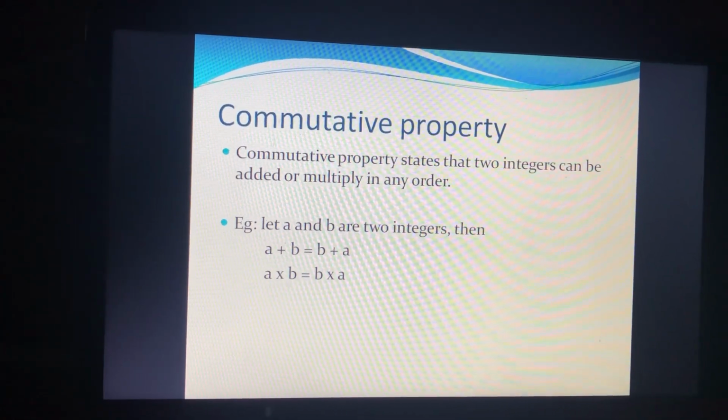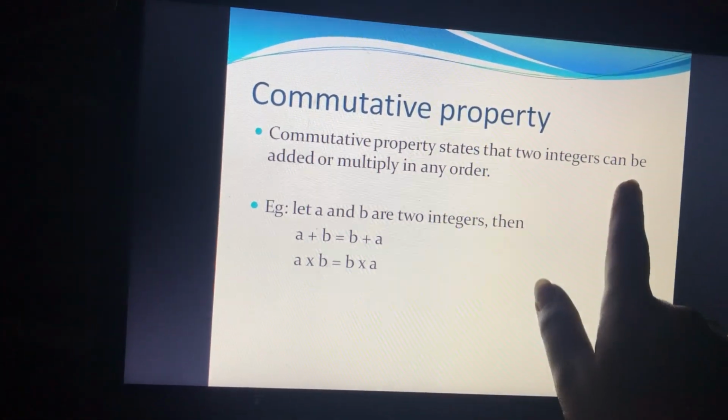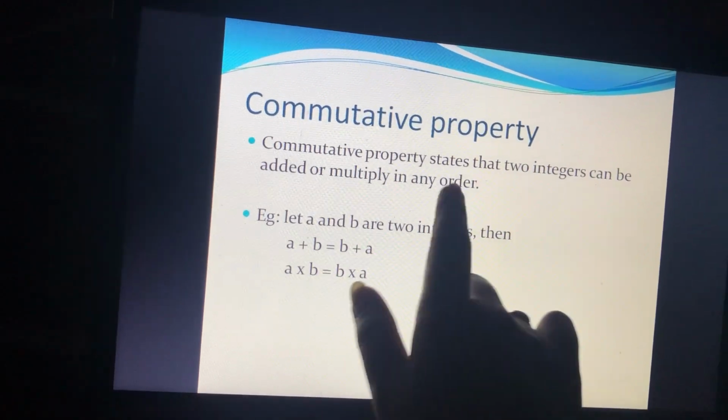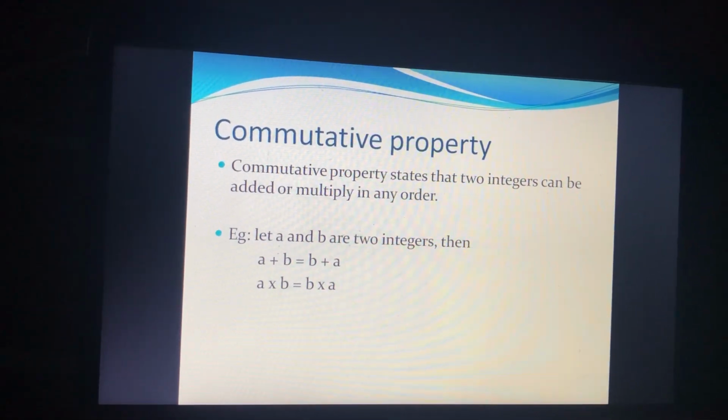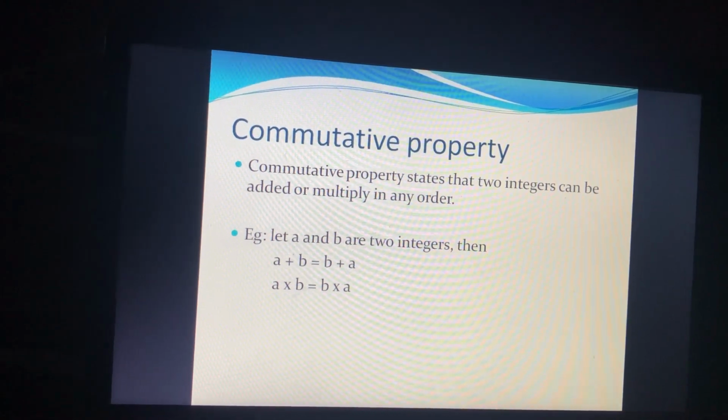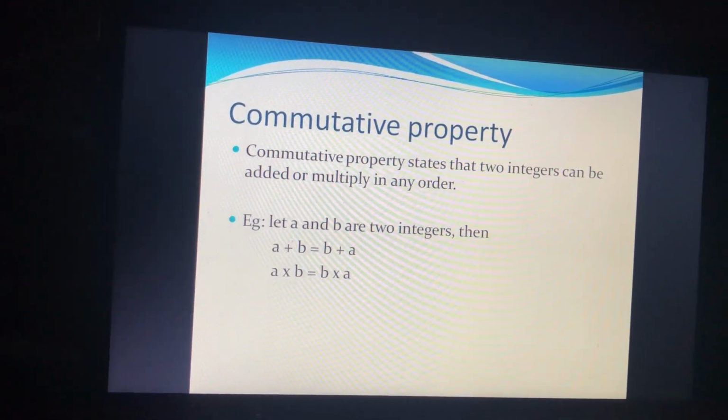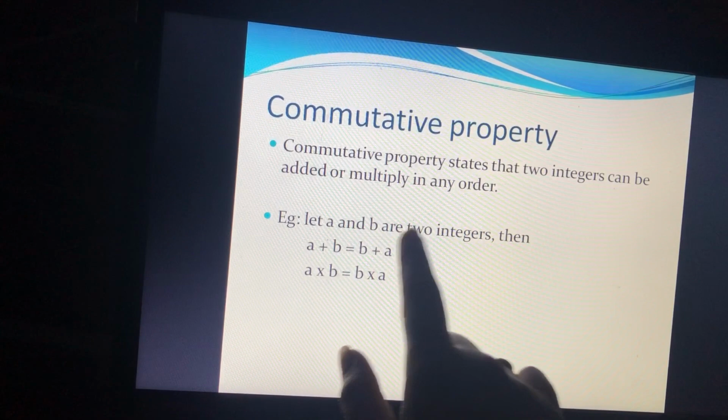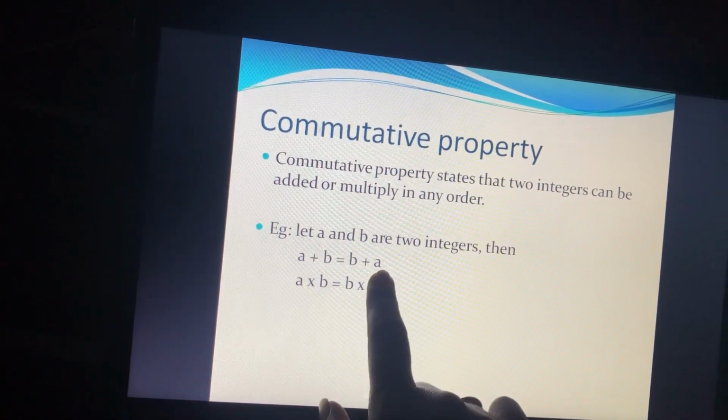Next is commutative property. Commutative property states that two integers can be added or multiplied in any order. We can add and multiply in any order. That means we can change the position. Let a and b be two integers, then a plus b is equal to b plus a.